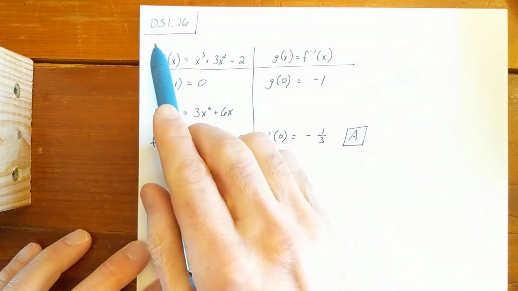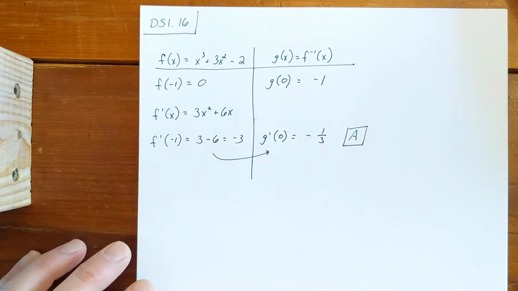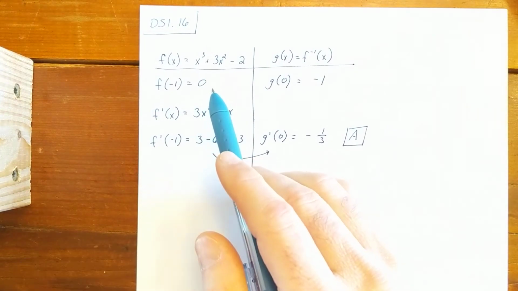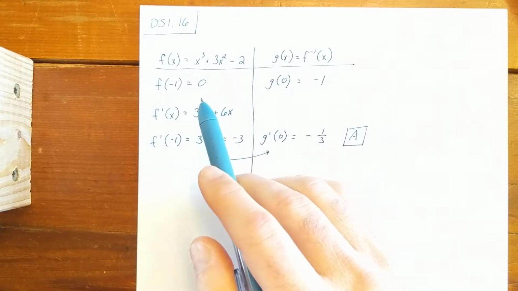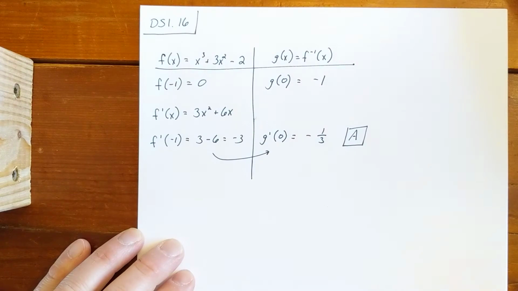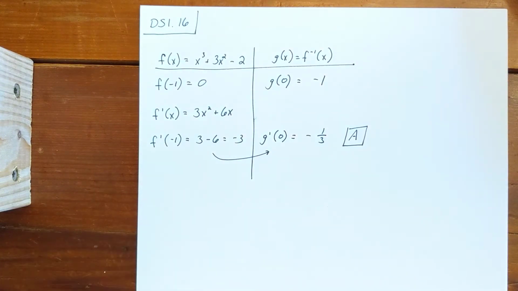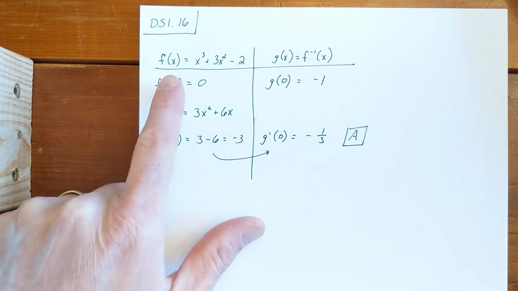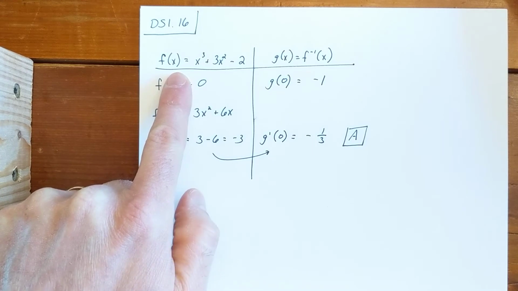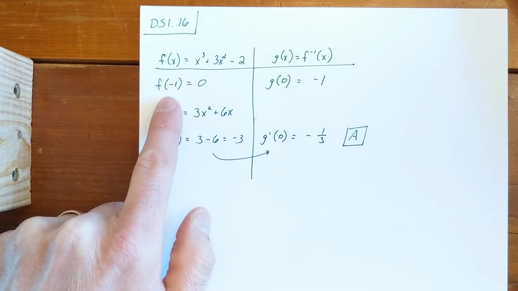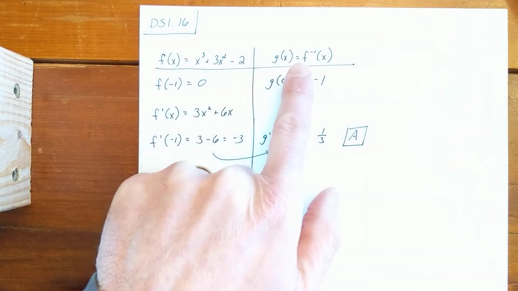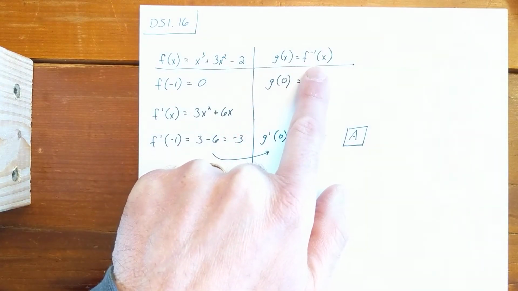All right, guys, DNS exam number 1, problem number 16. The issue that we seem to have with this problem every single year is not quite recognizing what style of problem it is. If we read it there, they gave us the definition of f of x explicitly. They told us the value of f of negative 1, and then they told us that g of x was defined as the inverse function of f.